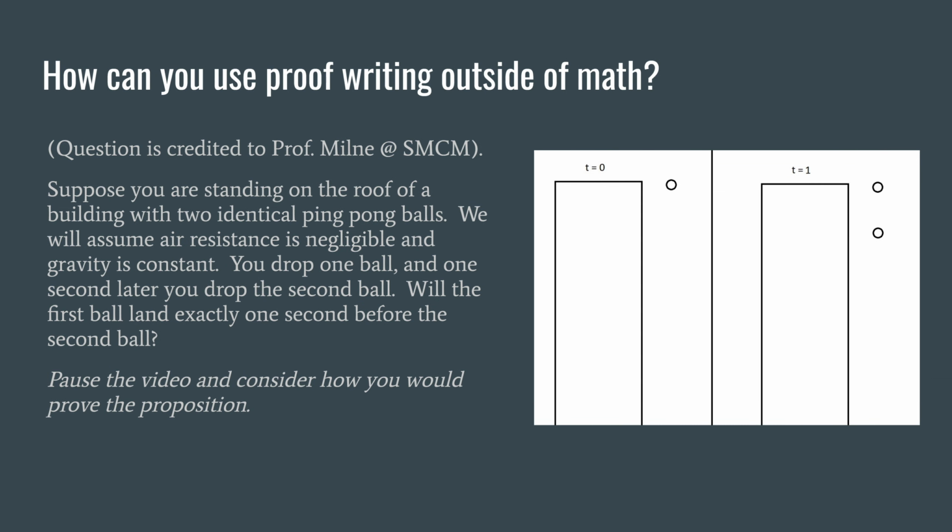Let's look at a problem I saw on a physics exam written by Professor Milne at St. Mary's College of Maryland. We will use proof writing to provide a solution to the problem. Suppose you are standing on the roof of a building with two identical ping pong balls. We will assume air resistance is negligible and gravity is constant. You drop one ball, and 1 second later you drop the second ball. Will the first ball land exactly 1 second before the second ball? Pause the video and consider how you would prove the proposition.